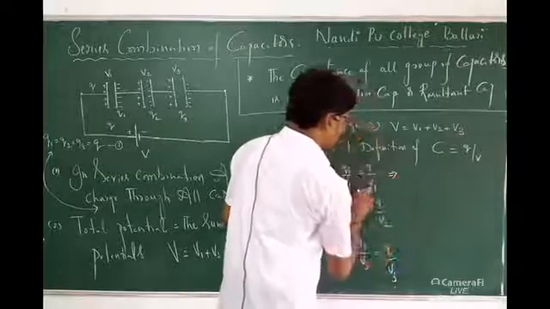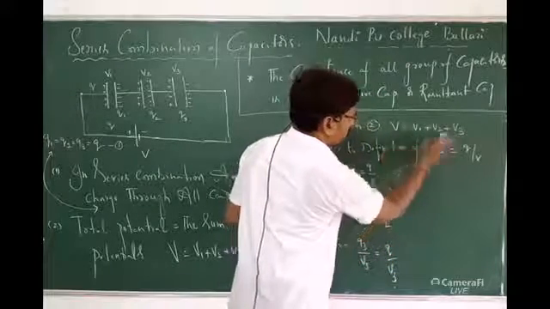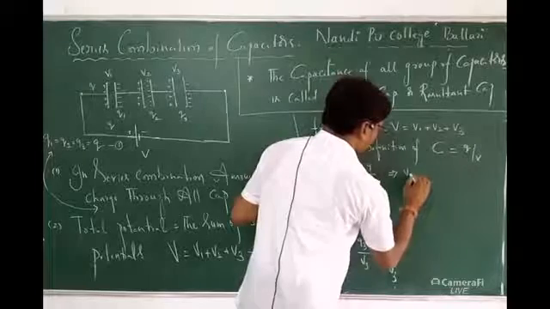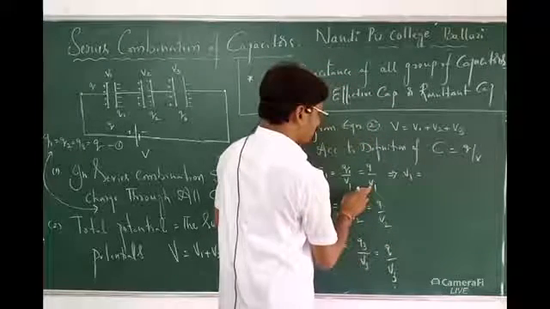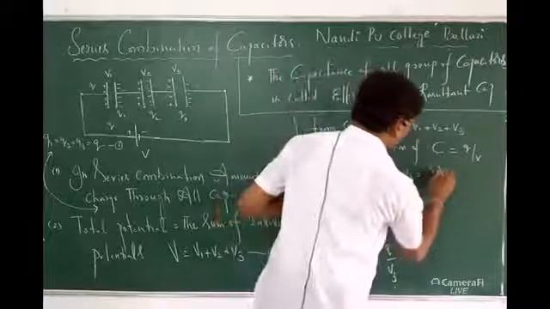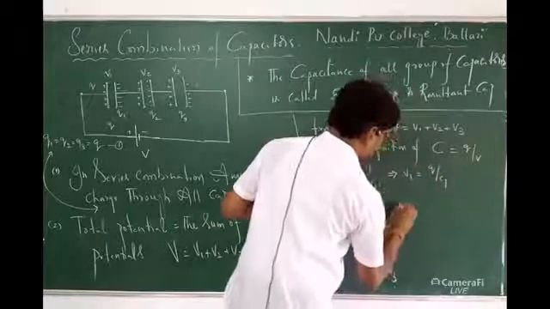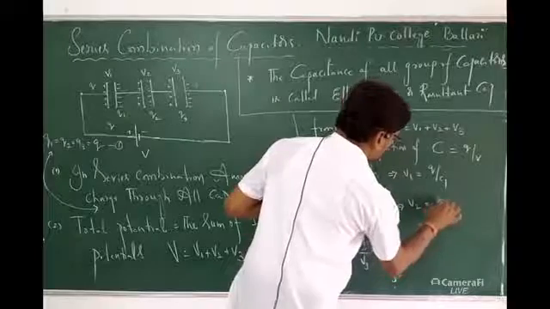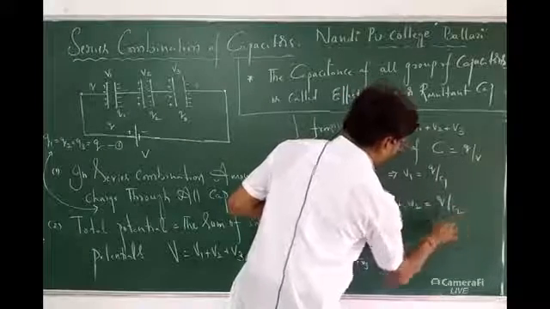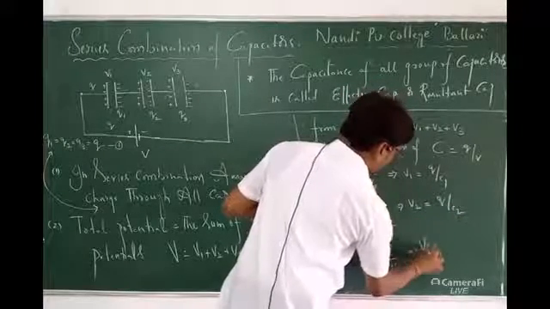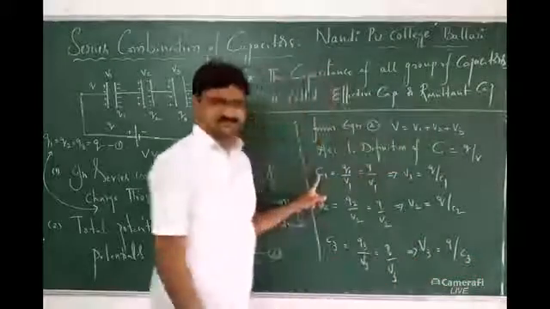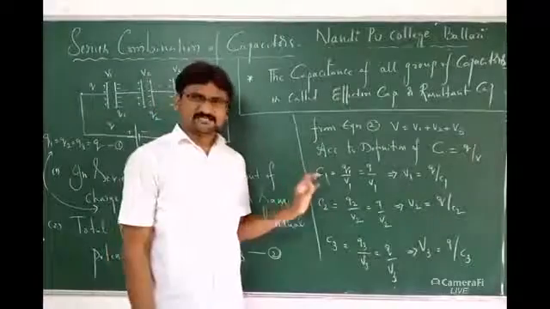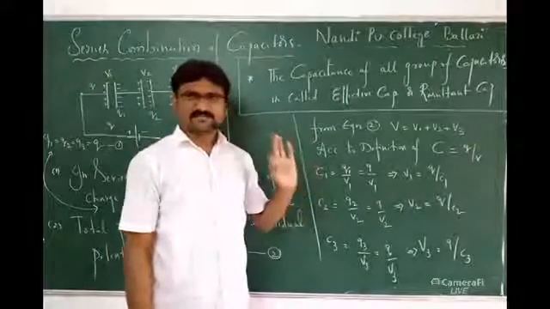So that implies, here what I want: V is equal to V1 plus V2 plus V3 now. So V1 means what can I write here? Q by C1. That implies V2 is equal to Q by C2. This implies V3 is equal to Q by C3. See students, I did not get this from any other place.